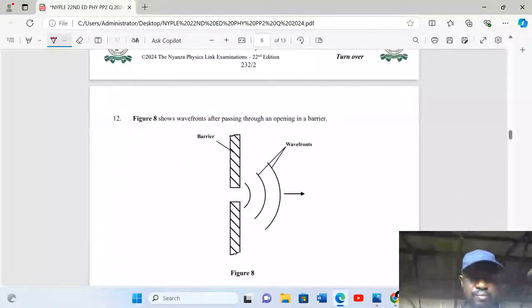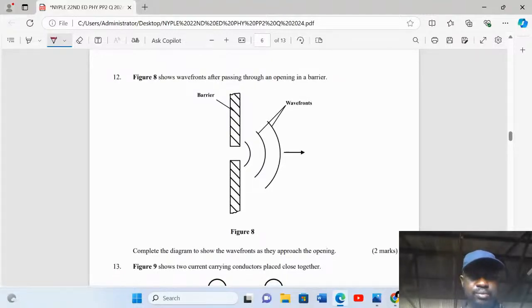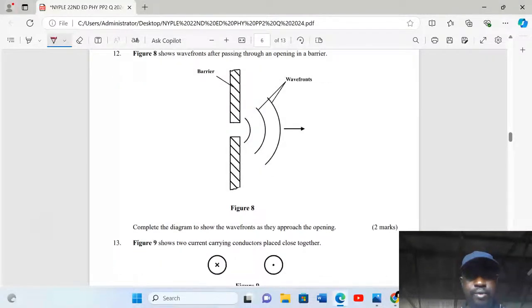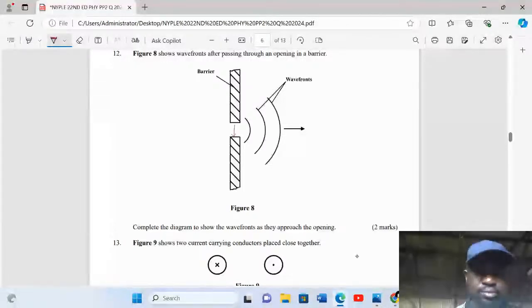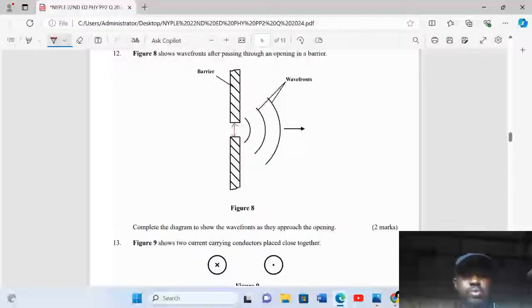Where we are having figure 8, which shows wavefronts passing through an opening in a barrier. So you can now see the wavefronts. The waves have emerged as circular wavefronts. If you look at the aperture, it is almost of the same size as the spacing.